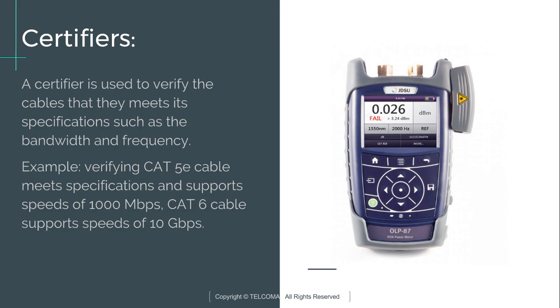So here the certifier is used to verify that the cable meets its specifications, that it meets what it specifies in the documentation, such as the bandwidth supported by a particular cable and the frequency supported by the particular cable. So for example, we verify the Cat5e cable that it meets its specification that is presented in its document, that it supports the speed of 1000 Mbps or not. Then we verify a Cat6 cable that it supports a speed of 10 Gbps or not. According to their result, the certifier provides the certification to these cables.